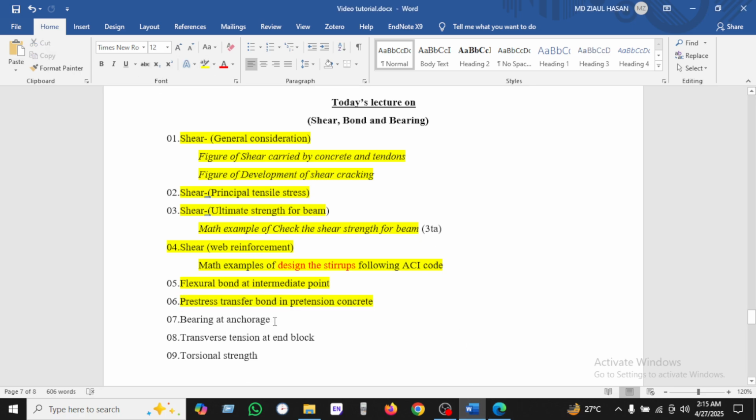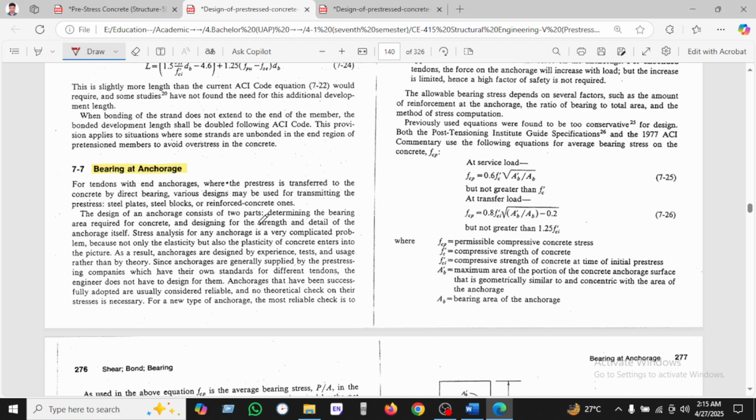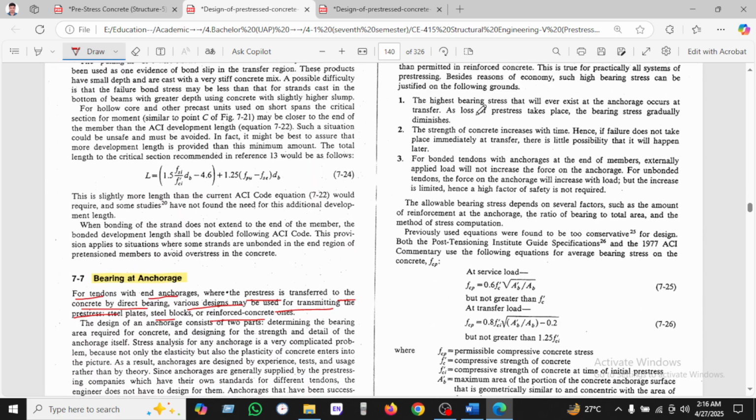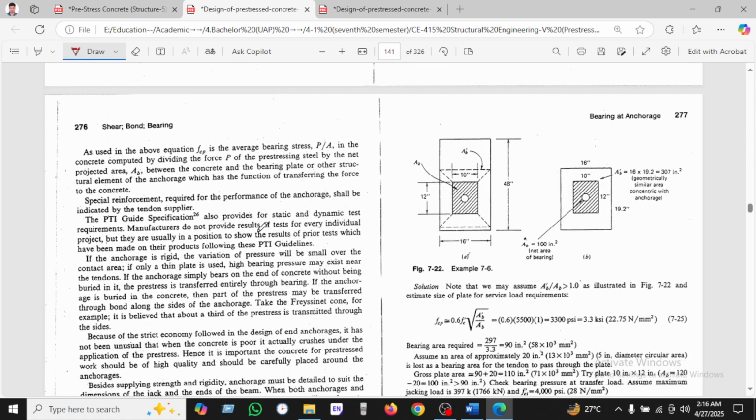Now we can see bearing at anchorage. So we can see here, for the tendon with the anchorage, there will be pre-stress transferred into the concrete by direct bearing. Various designs may be used for transmitting the pre-stress, from the steel plate or block and the remaining concrete tendon. Okay, we can see here some steps given following grouting, and the formula is given here.